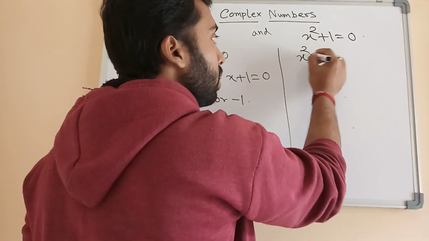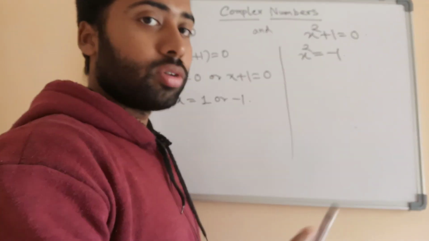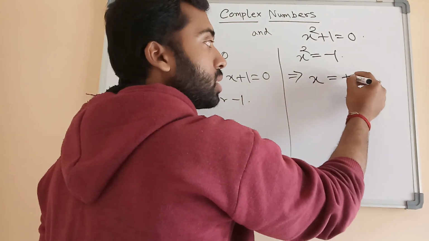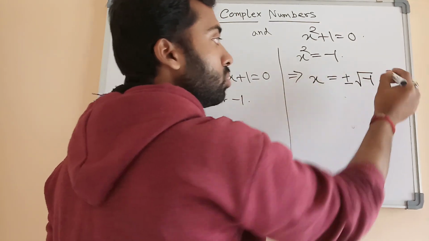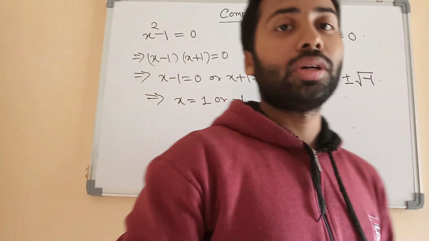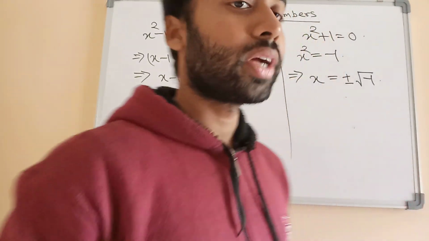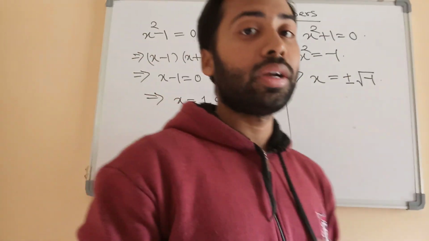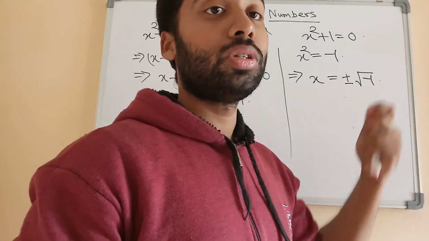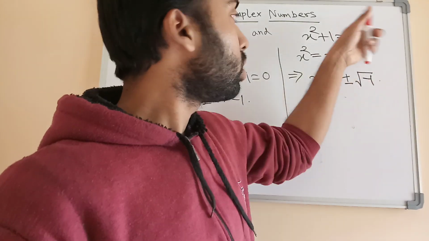Now x square equals minus 1. If I send the plus 1 to the right hand side, I will get x square equals minus 1. So the value of x should be x equals plus minus root under minus 1. But in the real number system, we know that the square root of a positive number is valid. Here we are getting the square root of a negative number. But the fundamental theorem of algebra also says that every equation with positive power of x and real coefficients has at least one root. So that means this should be the root of this equation.